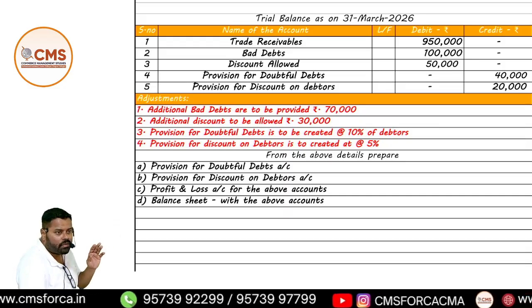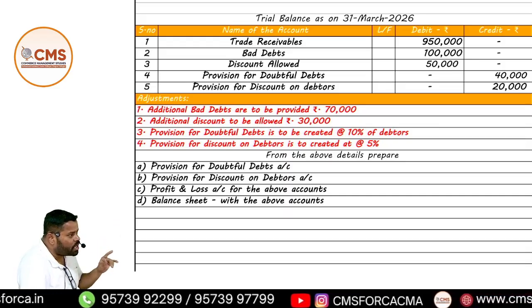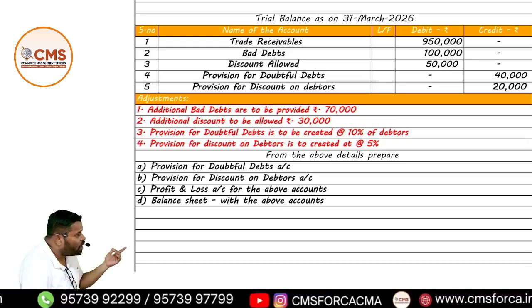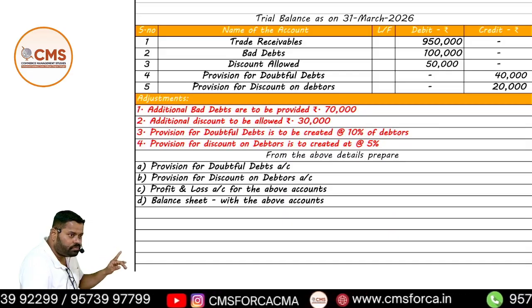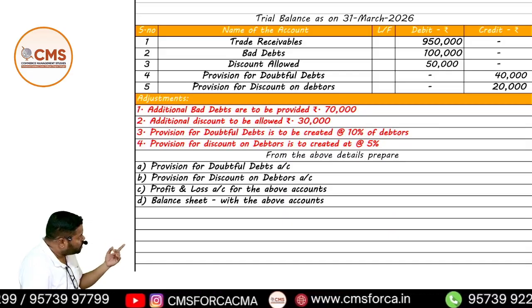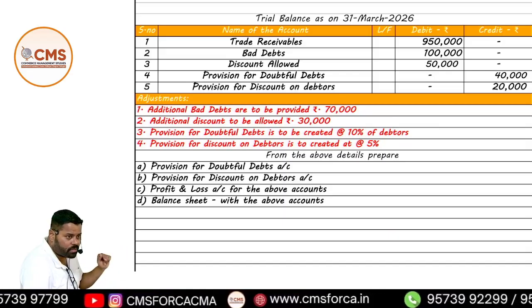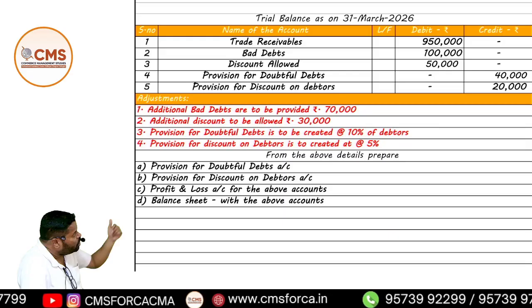Trade receivables are given. Bad debts are there inside your trial balance. Bad debts are there in your adjustments. Provision, discount allowed is there in your trial balance. Discount allowed is there in your adjustments there. Okay, additional discount. Okay, provision and provision.